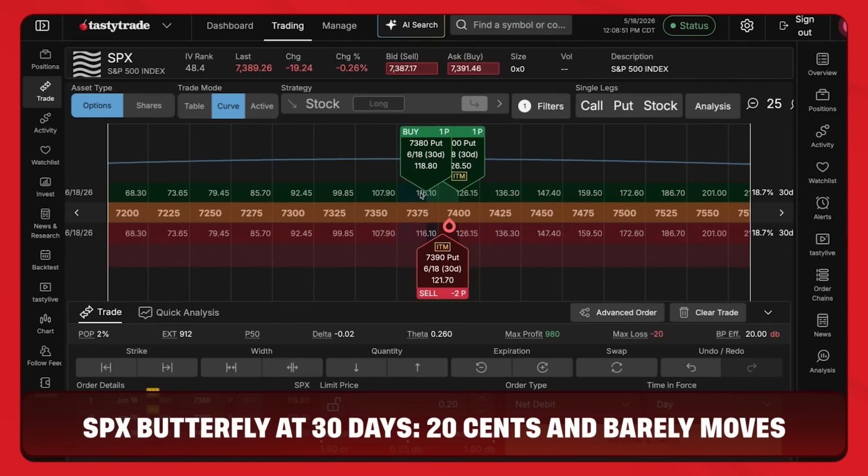If I buy this butterfly, it's not going to make or lose much money right now, depending on whichever way the index goes. Because again, the maximum value of the butterfly is when the index is right at the short strike at expiration. It's waiting for that event to happen.